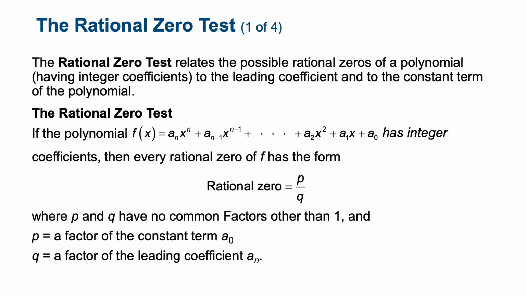So all the whole numbers can be written as a fraction if you write them over 1. So that's included in the rationals, the set of the rational numbers. So let's see here. This rational zero test is basically, let me just state it.